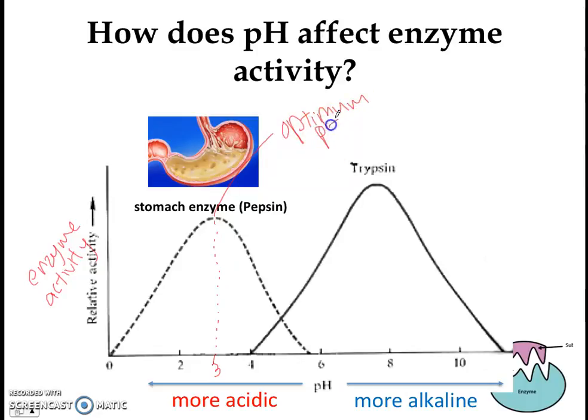On a side note, there's another enzyme here called trypsin, which is found in your small intestine, and we'll hear more about it in our next chapter. Notice that it has a different optimum pH. It seems to work best in more alkaline conditions. So different enzymes are affected by pH differently.